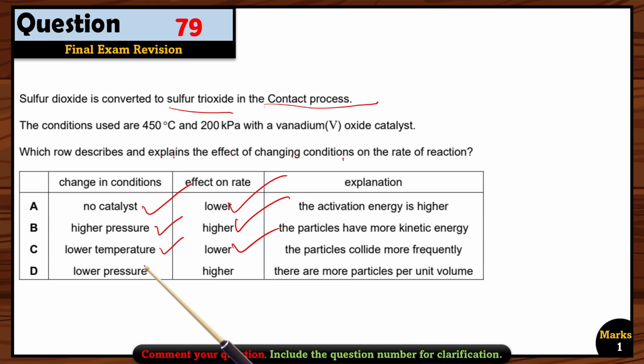Lower the pressure. If you lower the pressure, the rate of the reaction will be higher. That's wrong. Increasing the pressure always increases the rate of reaction. So this option is wrong. Now let's see the explanation.